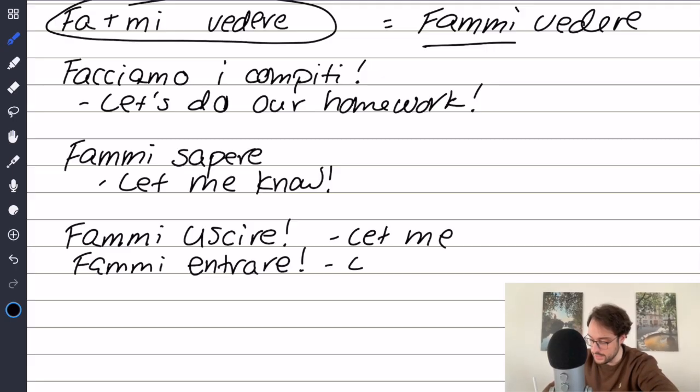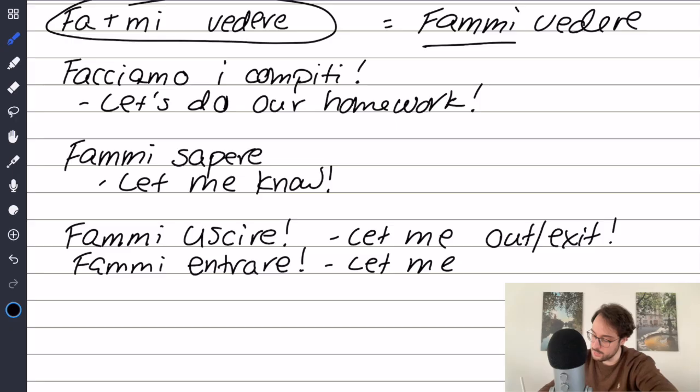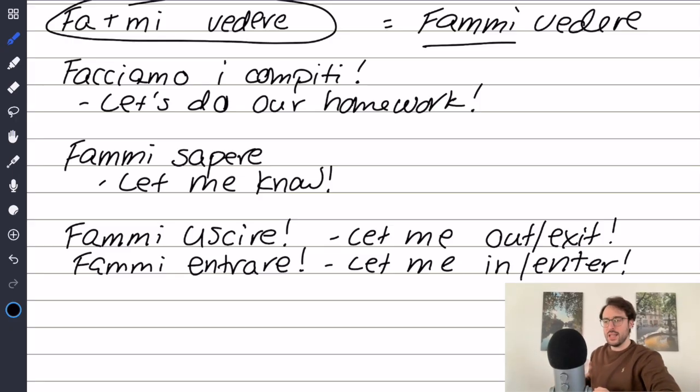This is also let me. And the verb lets us know what? What is it that you want to be done? So let me out. Let me exit. Let me leave. Fammi entrare. Let me in. Let me enter. All right? Fammi entrare. Let me in. Let me enter.